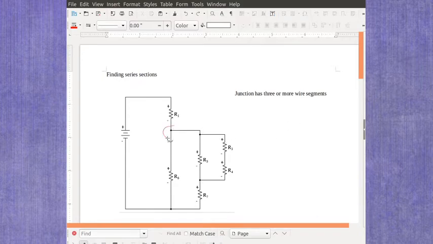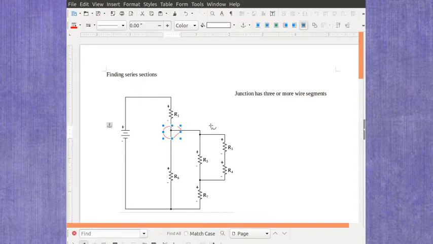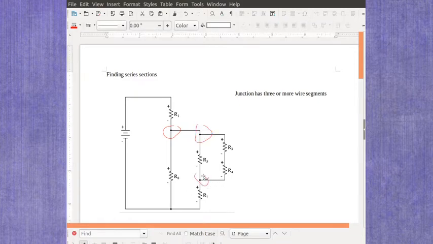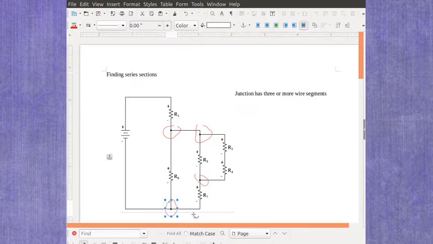So over here, I've got a junction because I've got 1, 2, 3 wire segments. Here's another junction, which again has 3. Here's a junction, and here's a junction. And on this particular circuit diagram, they actually show those junctions as dots.